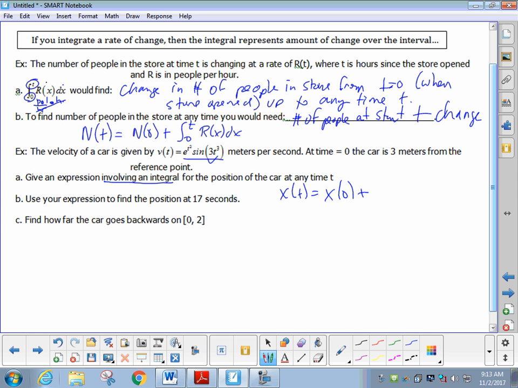Starting position plus change in position. How do I find change in position? An integral of v, yeah? V of t? Okay, is it okay to say this? What about the limits of it? Let's say it is. The limits of integration from when to when? Starting at 0 up to some point t.